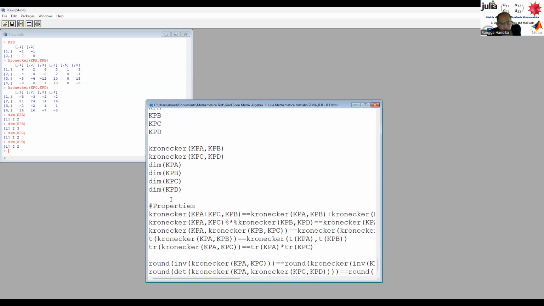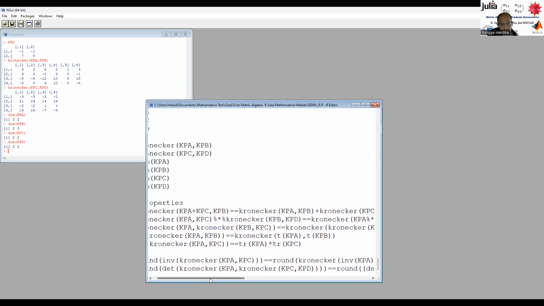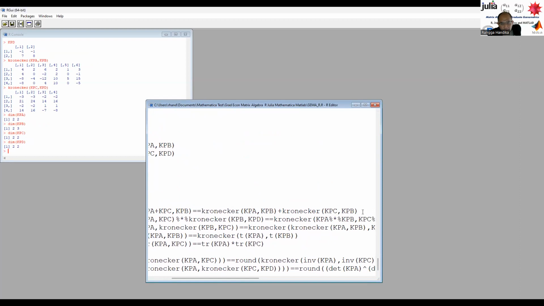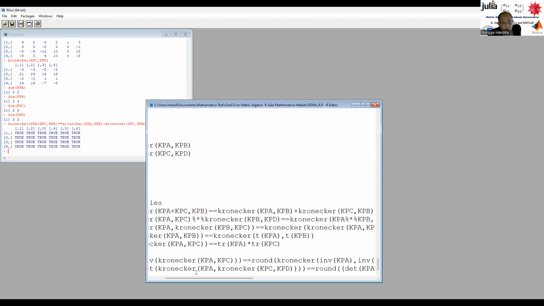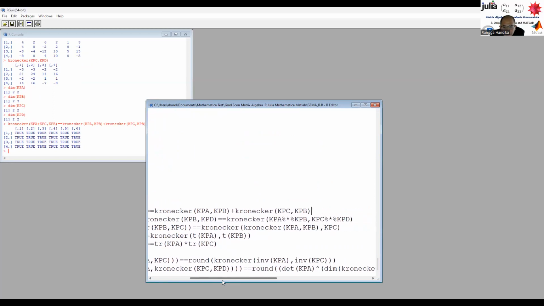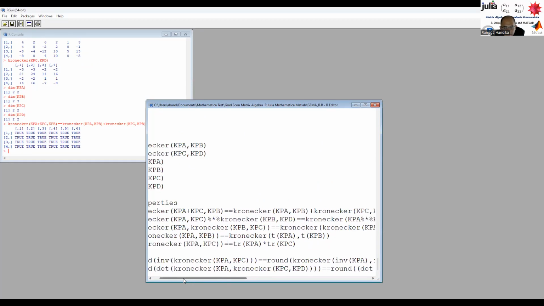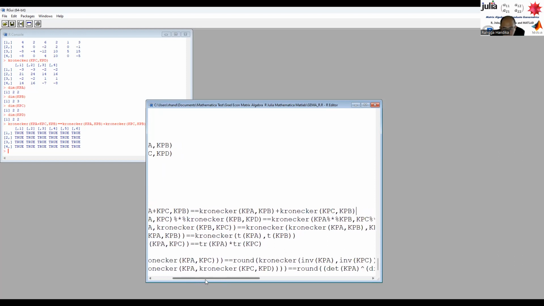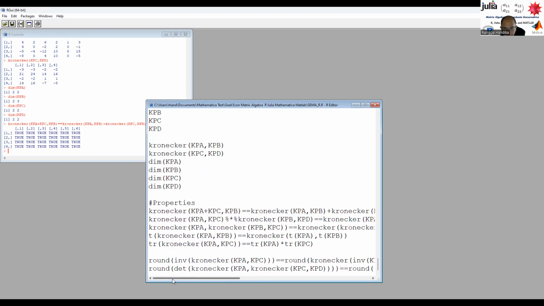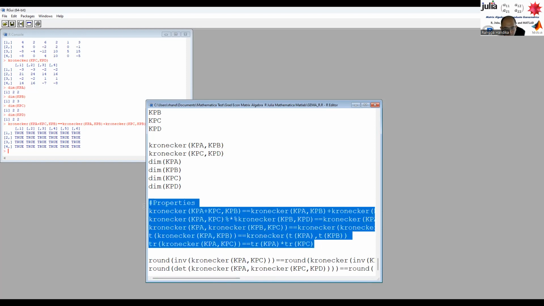You can see the properties here. Kronecker of A plus C and B equals Kronecker A, B plus Kronecker C, D. The second is the Kronecker of A and C multiplied by Kronecker of B and D equals Kronecker of A and B multiplied by C and D. And then Kronecker A with Kronecker B and C equals the Kronecker of Kronecker A, B, and C. And then the transpose of Kronecker A and B equals the Kronecker of transpose A and transpose B. The trace of Kronecker A and C equals the trace of A multiplied by the trace of C.